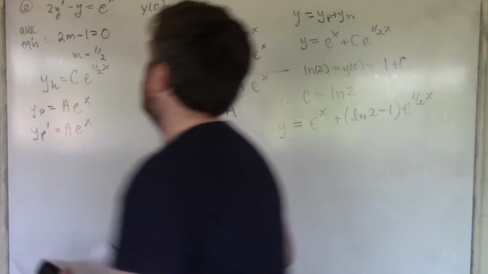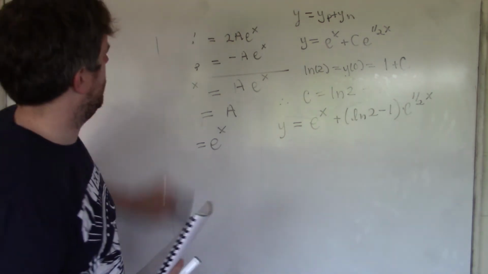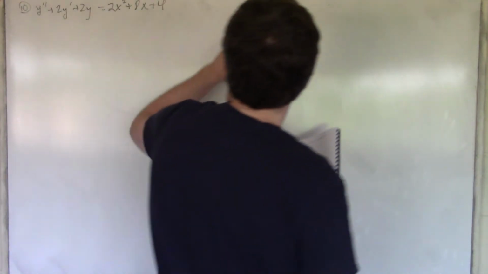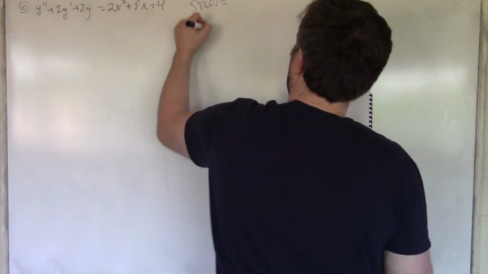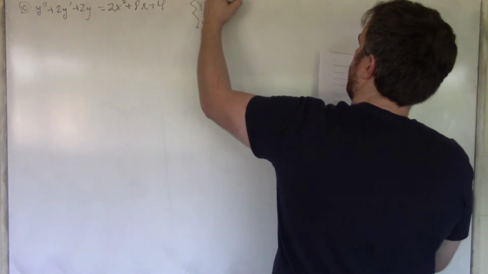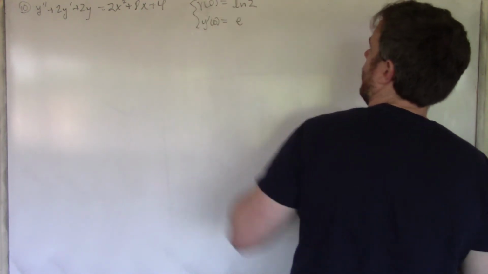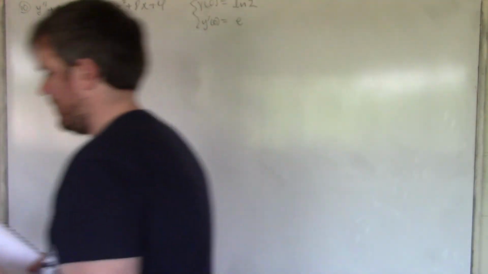Okay, let's try another one. This one will be second order to show you what happens in that situation. This one is number 10. We have y double prime plus 2y prime plus 2y equals 2x squared plus 8x plus 4. And our initial condition is that y of 0 is the natural log of 2 again for some reason, and y prime of 0 is e. These numbers are more or less immaterial, at least for constant coefficient equations they are.